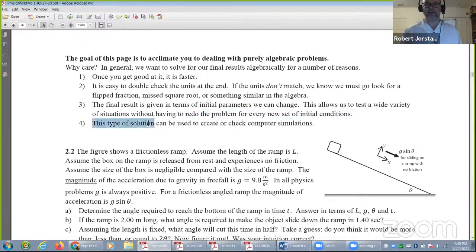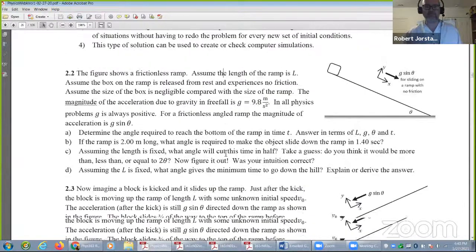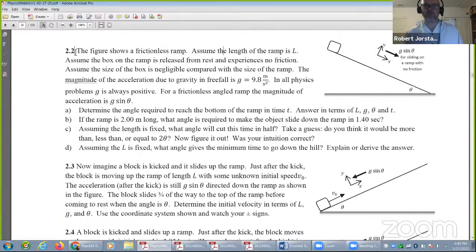And finally, you could use algebraic answers to create simulations or to check simulations. Eventually, we want to be able to code physics, and so we need to have something to type into our computer code, and that is usually the algebraic formulas. All right. That said, let's start by looking at question 2.2.